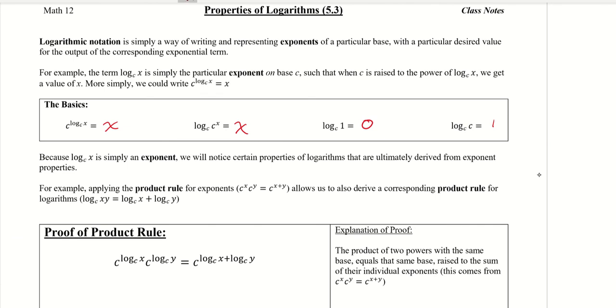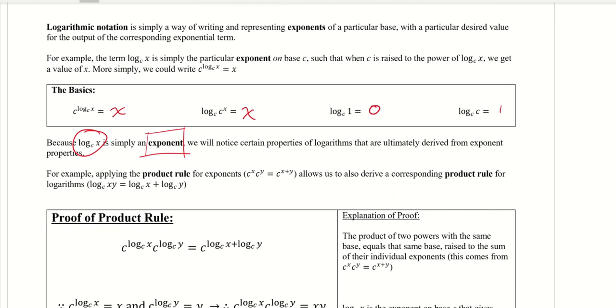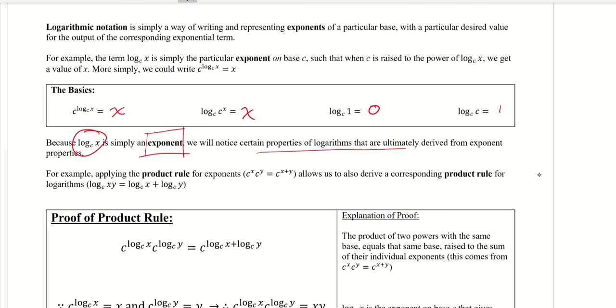And because log base c is simply an exponent, and because all of these more basic rules are true, we will notice certain other properties of logarithms that can ultimately be derived from exponent properties. For example, if we apply the product rule for exponents, right, c to the x times c to the y equals c to the x plus y, then this allows us to derive a corresponding product rule for logarithms. This is the corresponding product rule for logarithms. Log base c of x times y is equal to log base c of x plus log base c of y.